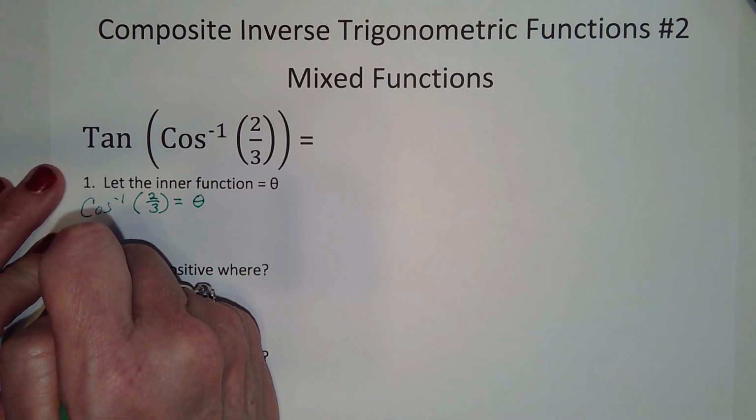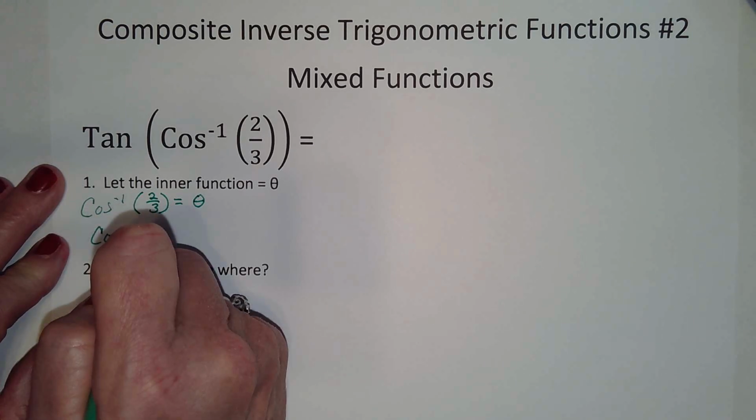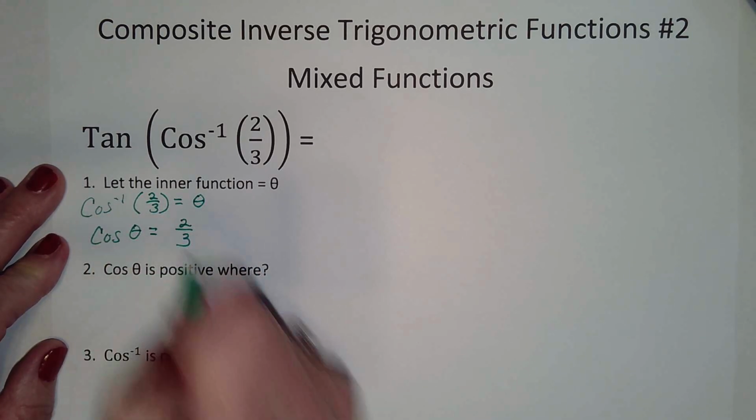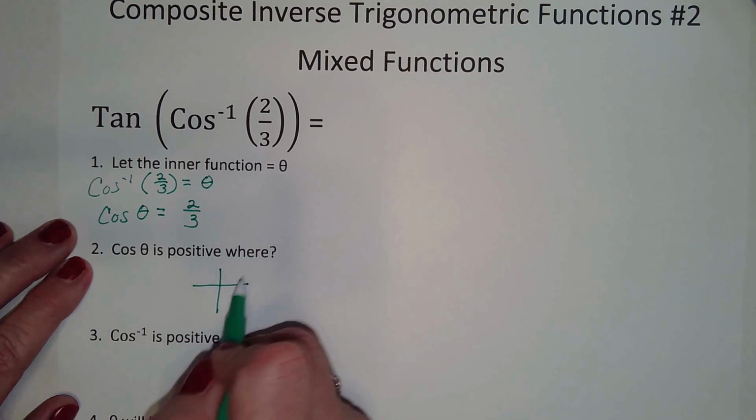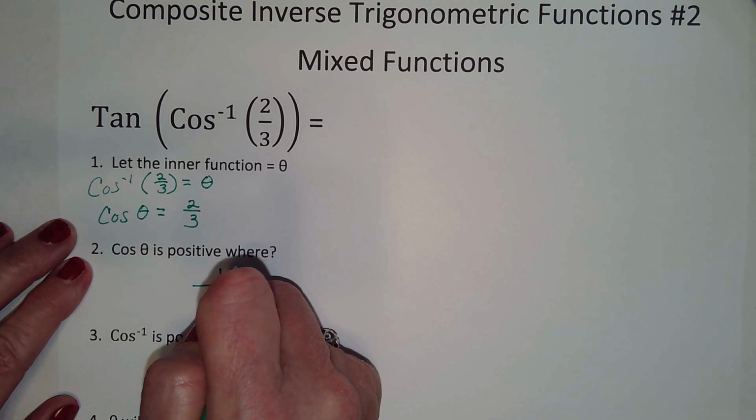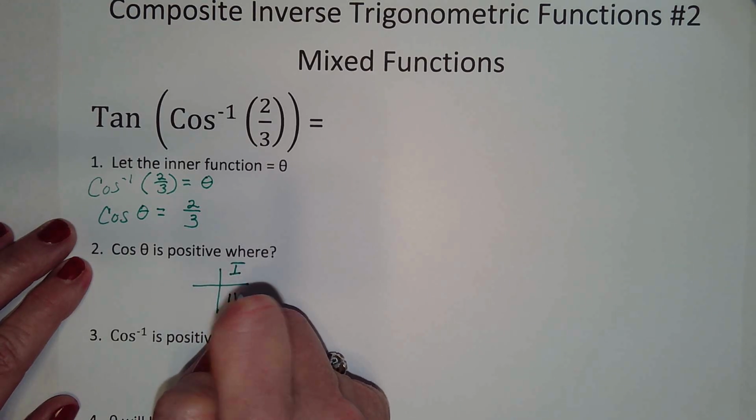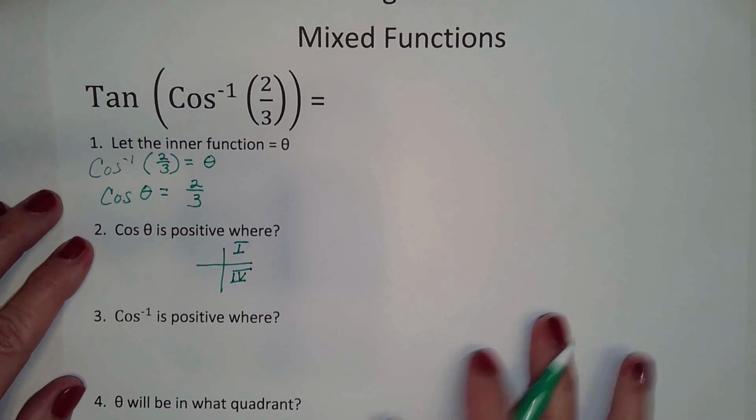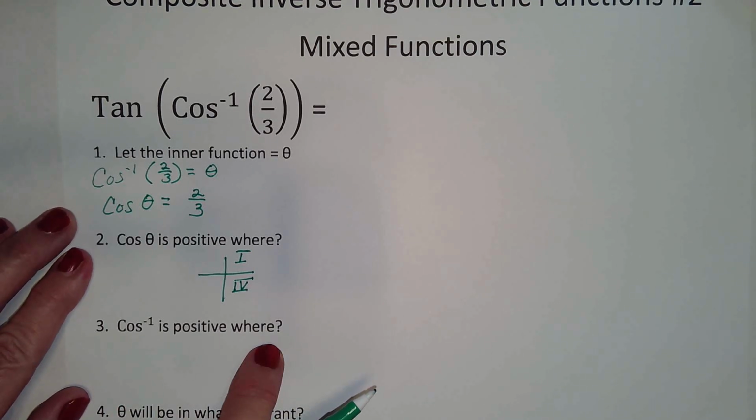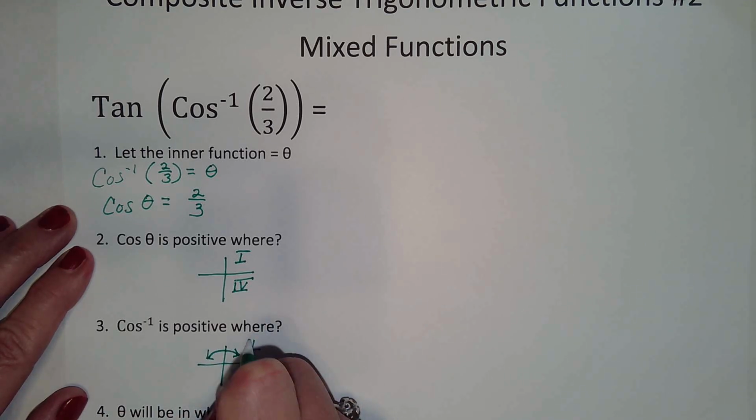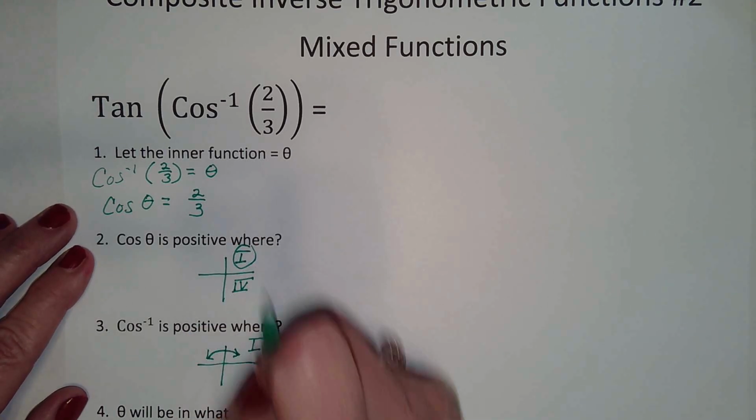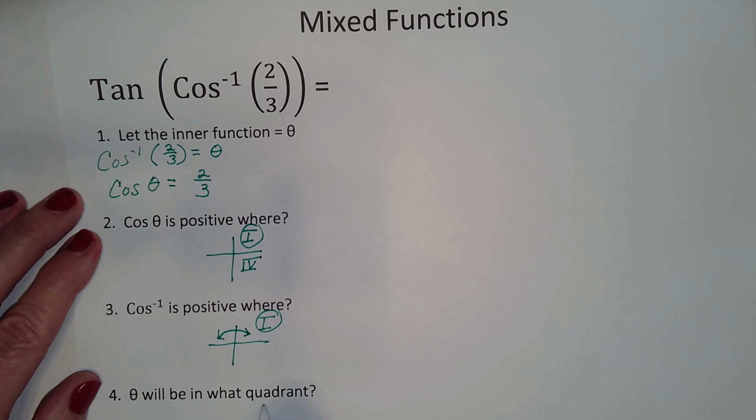Therefore, cosine theta is equal to 2/3. Cosine theta is positive where? All students take courses. It's positive in the first and in the fourth quadrant. What about cosine inverse? Where is it positive? I know that it is restricted between the first and the second quadrant, and it is positive in the first quadrant. Well, theta will be in the first quadrant. Theta will be in quadrant 1.